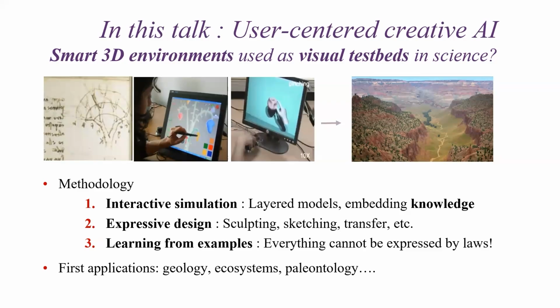Then the second part is expressive design. How can we use sculpting gestures, sketching gestures, copy-paste, which we call transfer in computer graphics, to be able to quickly model what we think about? And then learning from examples. Everything cannot be expressed by law. Maybe we don't know the law yet. Maybe we have some examples. What can we do with them, if you want to express this mental vision?